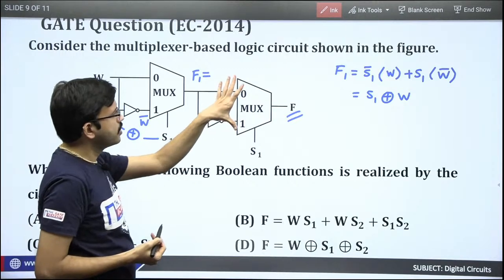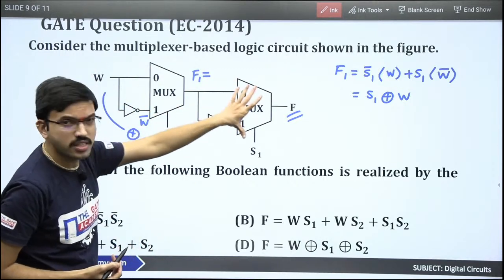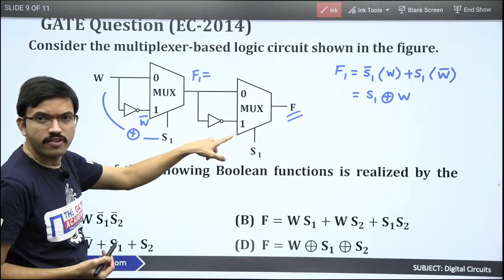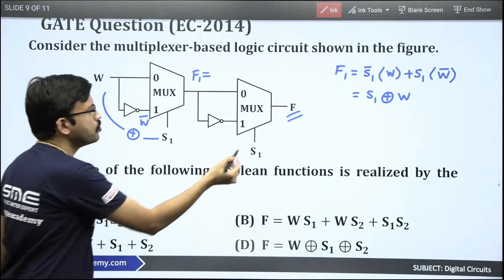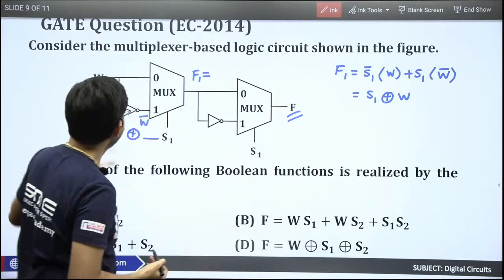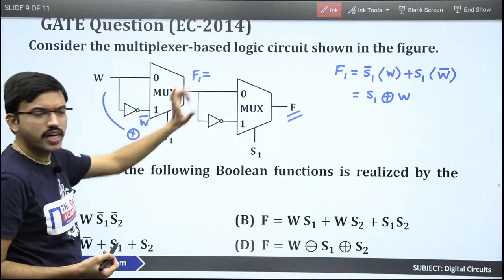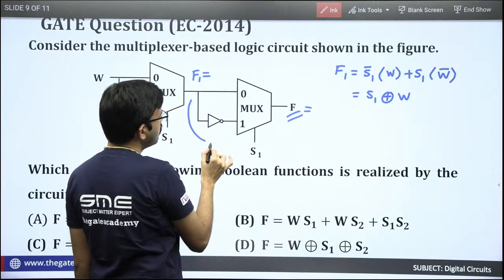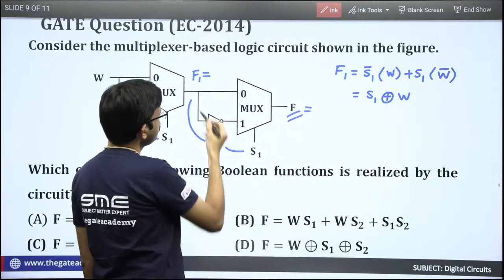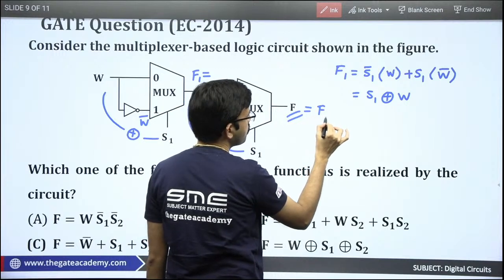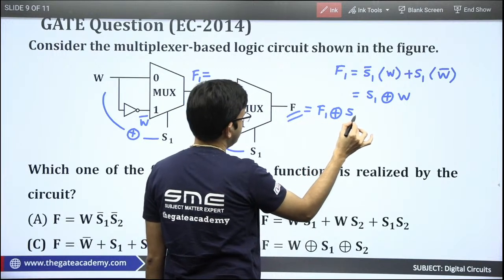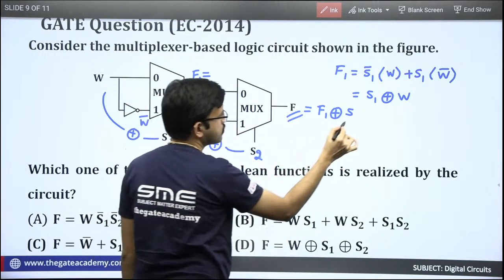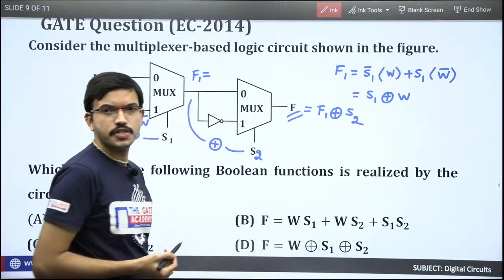Similarly, if you observe here, you are having a similar kind of structure here, right? I0 value is F1, I1 value is F1 bar. Here you are having the selection line. So now what is the final output? See, here W exclusive OR S1 you got. Now in this case, F equal to the exclusive OR operation among these two. F1 exclusive OR, sorry, this one is S2, F1 exclusive OR S2, right?